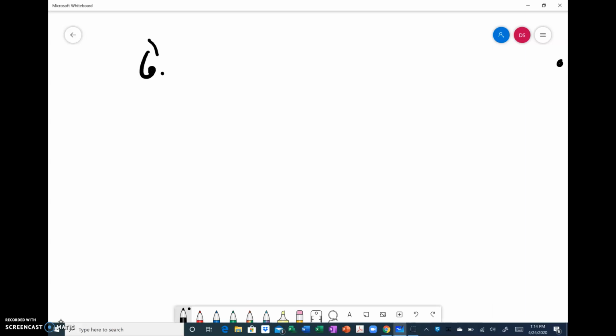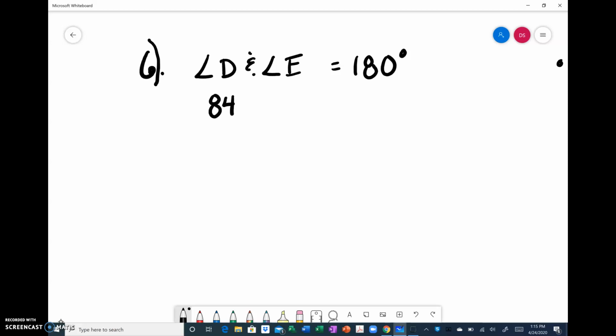you're being told that angles D and E are supplementary. And what does that mean? It means that they add up to 180 degrees. Okay, remember that was the definition up at the top of the page. They tell you that the measure of angle D is 84 degrees. So what would we add to it to get 180?